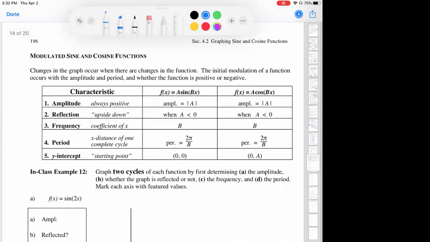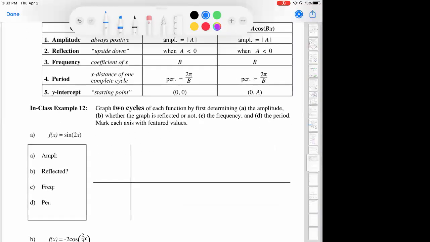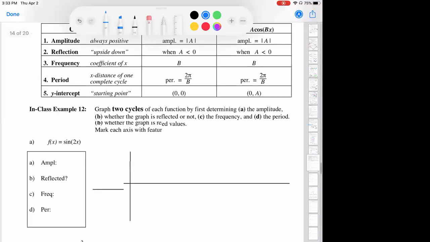All right, modulated sine and cosine functions. The changes of the graph occur when there are changes in the function. The modulation of a function occurs in the amplitude, the period, and where the function is positive or negative. So an amplitude is from 0 to your height. That's your amplitude. Your reflection is the reflection over the x-axis. Your frequency is how many periods you have in 2 pi. And your period is defined as 2 pi over b. And your y-intercept is your highest y value, but it depends on sine and cosine.